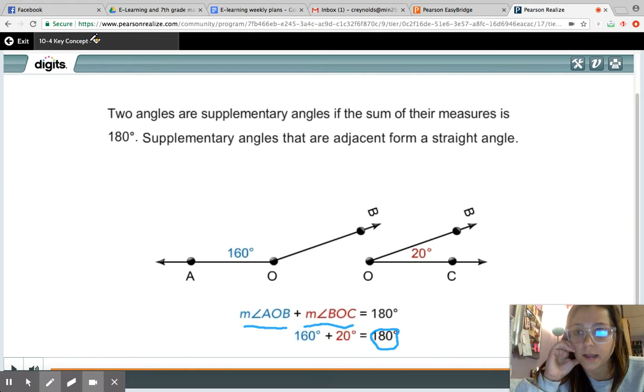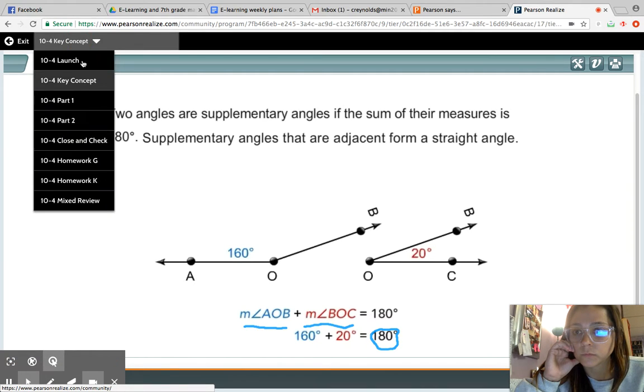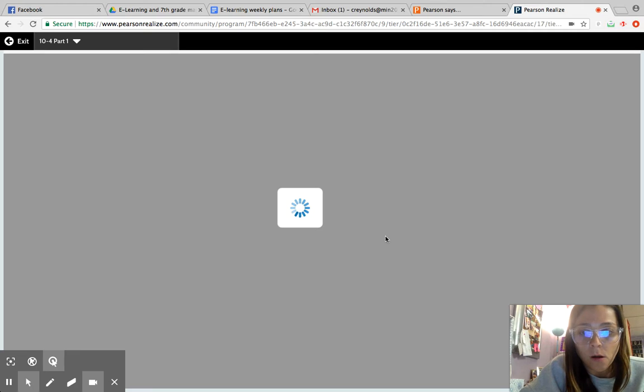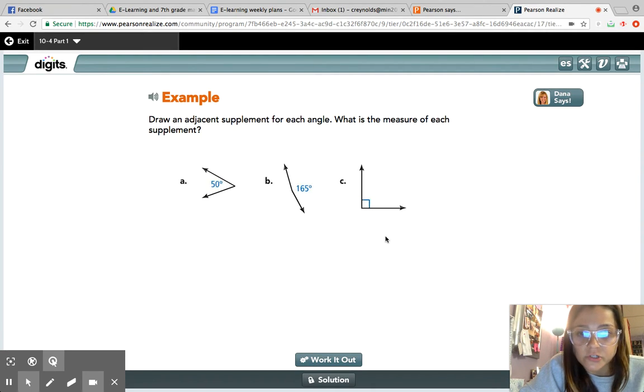So let's look at the next problem. Part 1 says, draw an adjacent supplement for each angle. What is the measure of each supplement? So they give us A, B, and C here, three different angles. If we look at letter A, it gives us a 50-degree angle. We have to find what is the other angle that's going to be adjacent to this angle that will make them supplementary angles, meaning what other angle added to this one will equal 180 degrees.